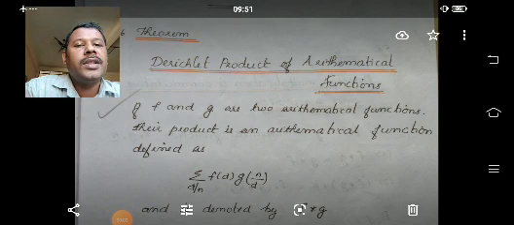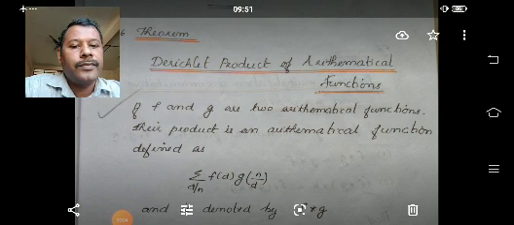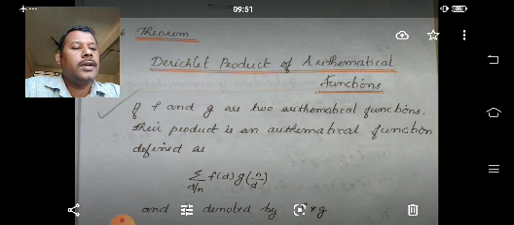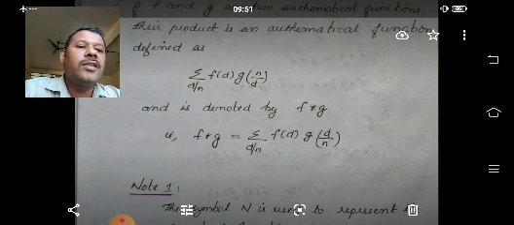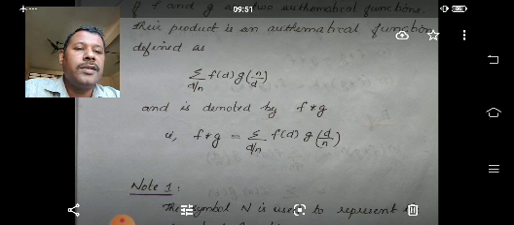Next, from number theory section 2.6, Dirichlet product of arithmetical functions. If f and g are two arithmetical functions, their product is an arithmetical function defined as the summation over d dividing n of f(d) g(n/d), and is denoted by f star g. That means f star g equals the summation over d dividing n of f(d) g(n/d).